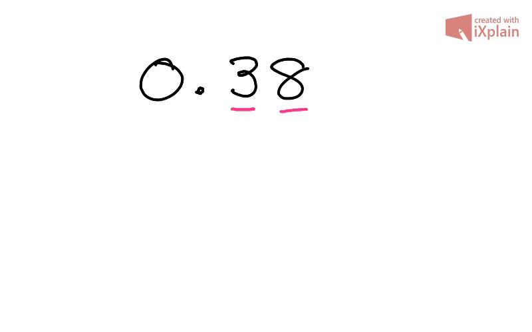And just one more, if we had 0.38. Again, straight away I see there are just 2 decimal places, 2 places after the decimal point. So I know this is the 3 tenths, that's the 8 hundredths.